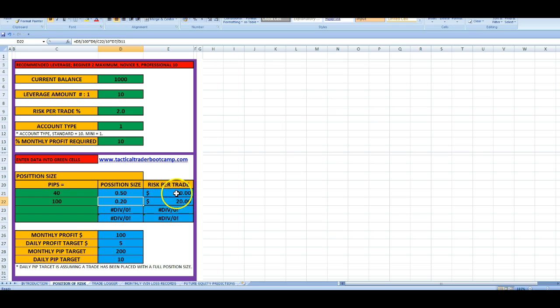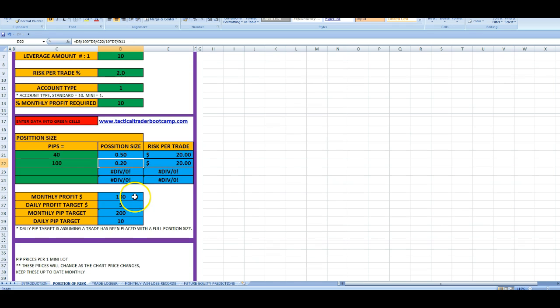This is where the position size comes from: your risk per trade divided by the pips that you're going to risk, and that will give you the position size. Further on in the sheet, this will also tell you your monthly dollar requirements for your 10% profit. If you break it down to 20 trading days, it's only $5 a day. Your monthly pip target and your daily pip target.